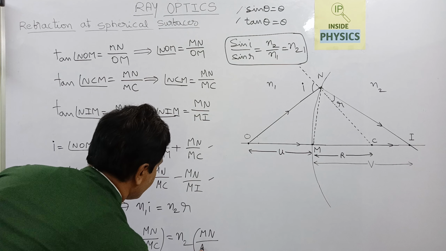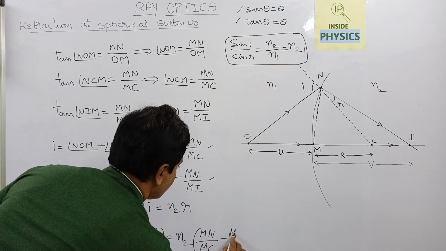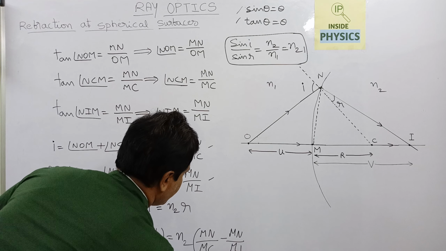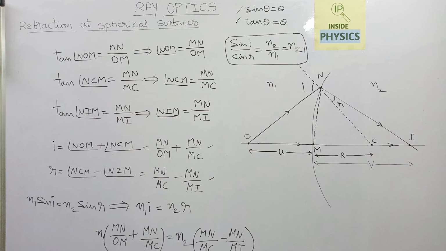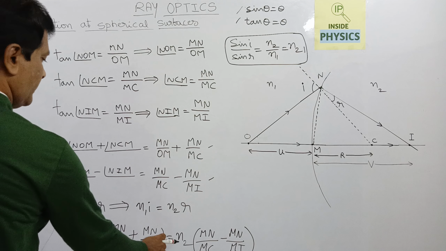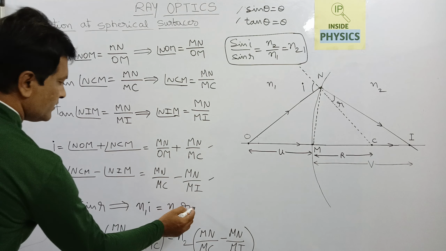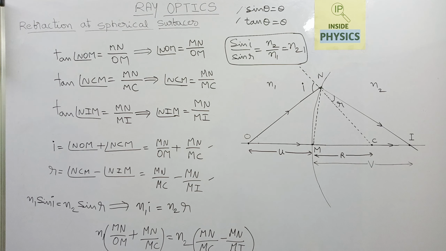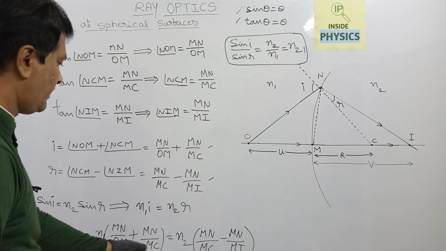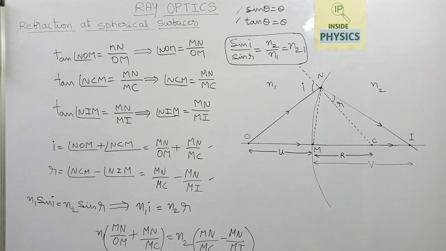Mn by MC minus Mn by MI. Okay. So this is what we got, n1 into I, n2 into R. This is I, this is R. We have substituted in this equation, we got in this form. So if you observe this equation, we can take Mn from LHS and RHS as a common factor and we can cancel on both sides.